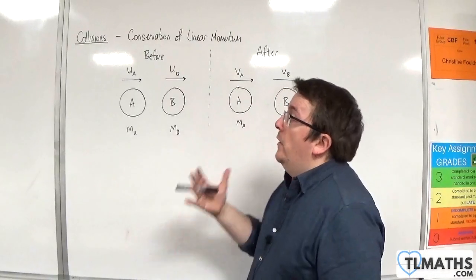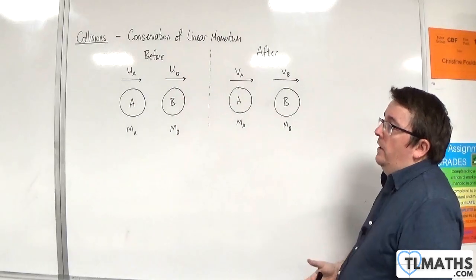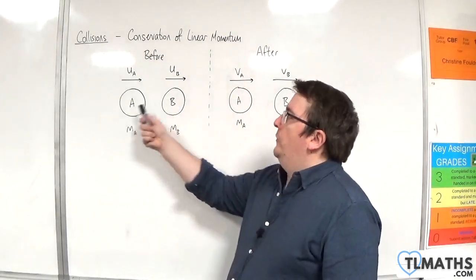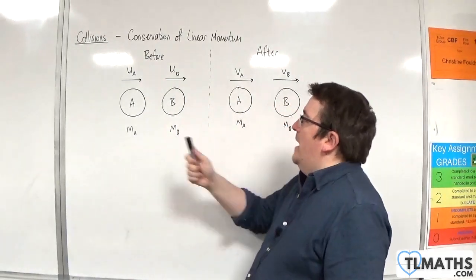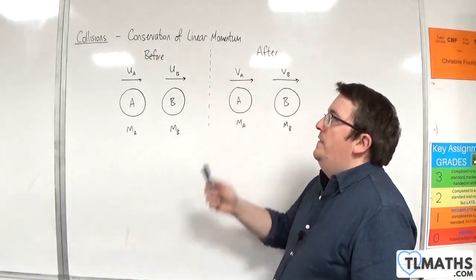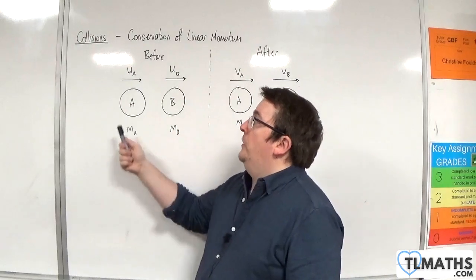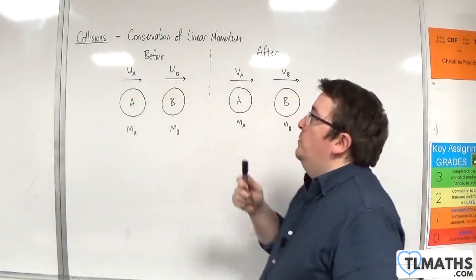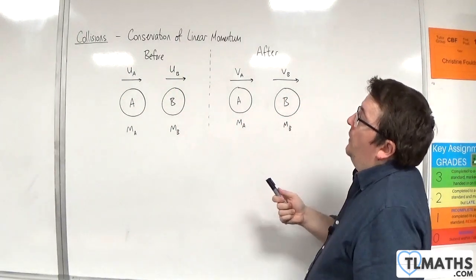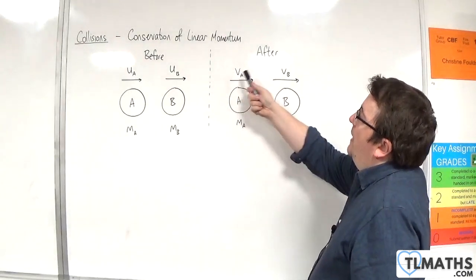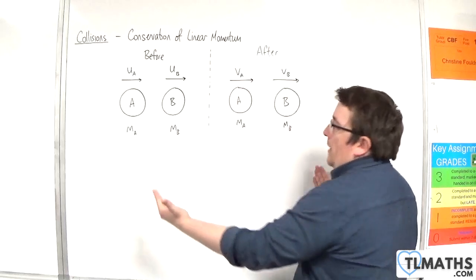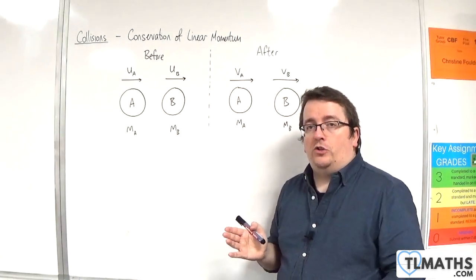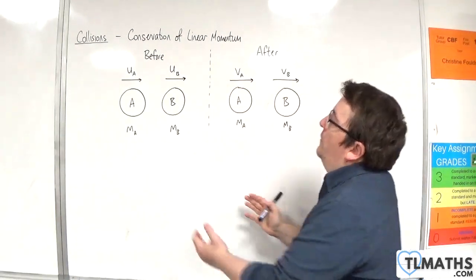So in this video we're going to look at two particles colliding. We've got particles A and B, and they have masses of MA and MB respectively. Their initial velocities are UA and UB, and their final velocities, so after the collision, are VA and VB.